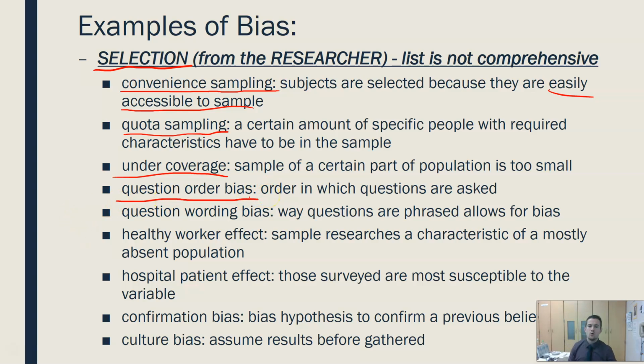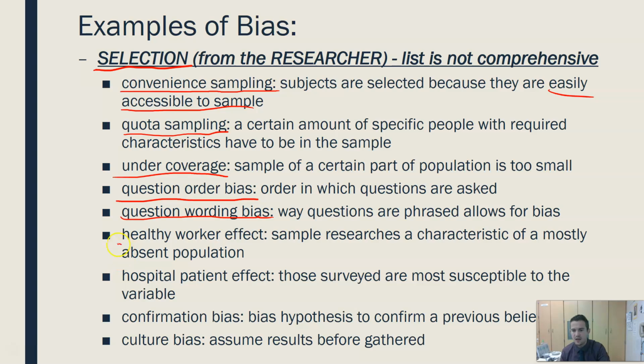Question order bias, order in which questions are asked. Sometimes if you're giving a survey, the order that you ask your questions can sway people to answer a certain way. Question wording bias, the way questions are phrased. So a lot of times in a survey they'll say something like, do you support the brutal imprisonment of animals? And when you word the question that way, lots more people are going to say, no, I don't support that, even if maybe they do, just because of the way it's worded.